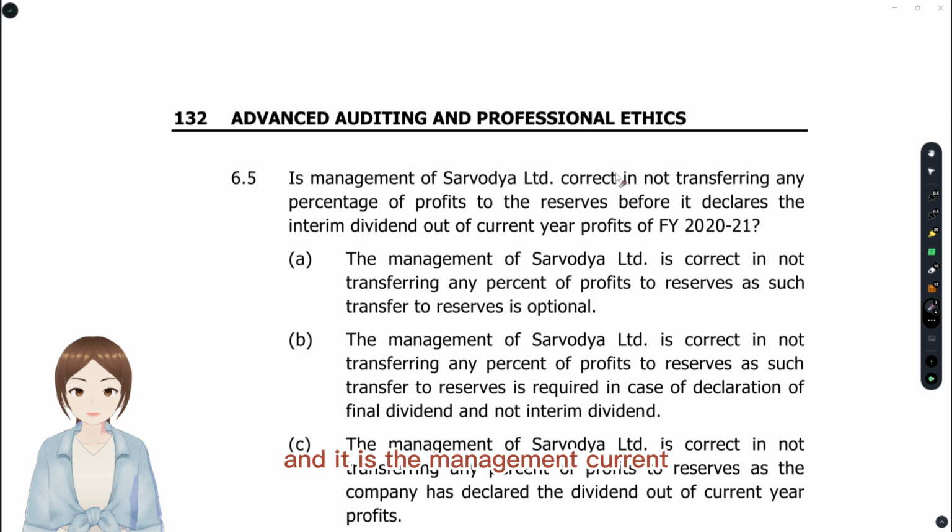Is the management correct in not transferring any percentage of profits to the reserves before it declares interim dividend? Yes. Even after the audit, in a few balance sheets we find a P&L debit balance, in others a P&L credit balance, right? So it's not mandatory, it's at the discretion of the management. So the management is correct in not transferring a percentage to reserves, as it is optional. Yes, option A is the most appropriate answer.